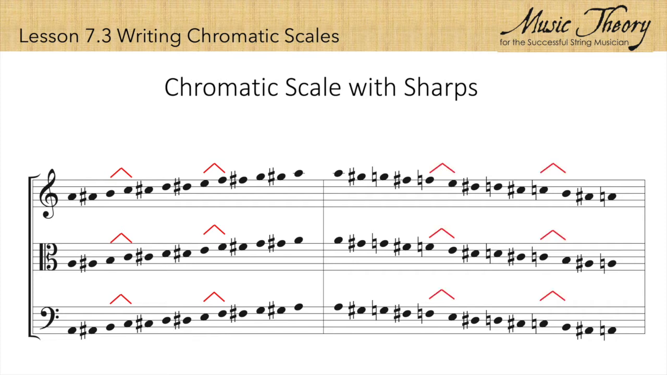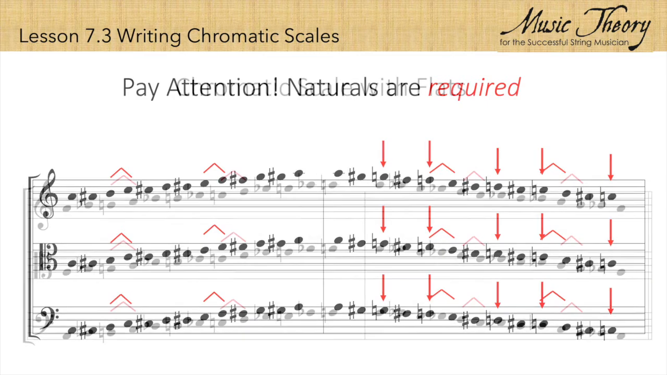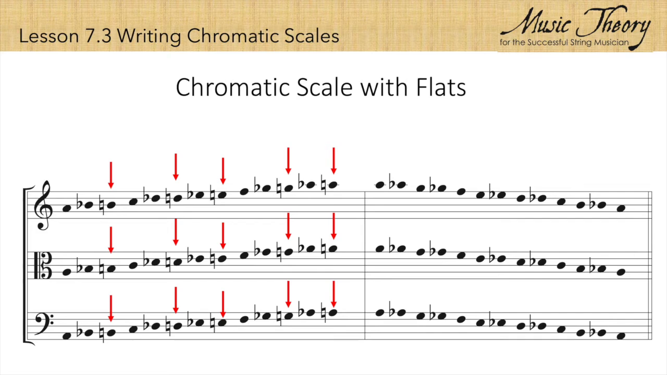Notice on the descending scale, there are also natural signs. These natural signs are required to make the notes natural. Without them, the notes would remain sharp. In this chromatic scale with flats, you still need to pay attention to where the half steps are, and the ascending scale requires naturals because without the naturals, there would be no natural notes and all of the notes would be flat.